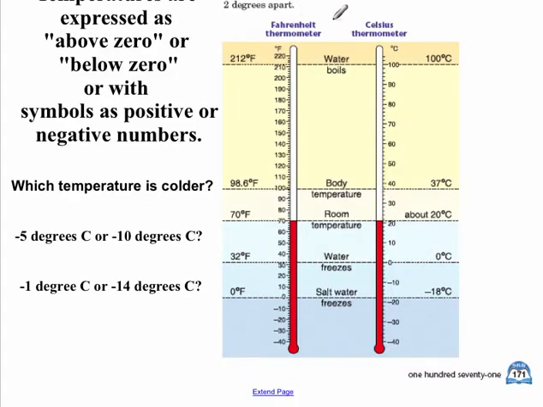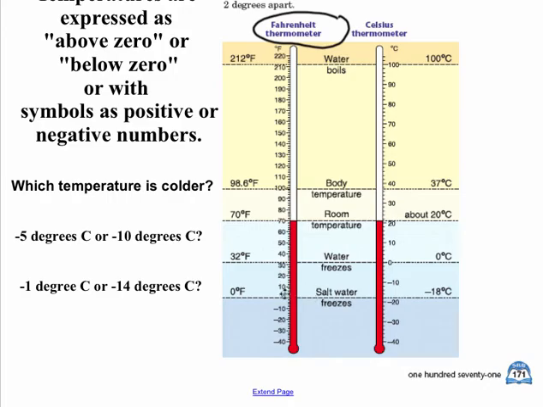Here's a nice little chart for you. In the US, we use the Fahrenheit thermometer. You'll also hear about the Celsius thermometer. But we know that freezing is at 0 degrees Fahrenheit. If you go below that, you get the negative numbers, and above that, you get the positive numbers.